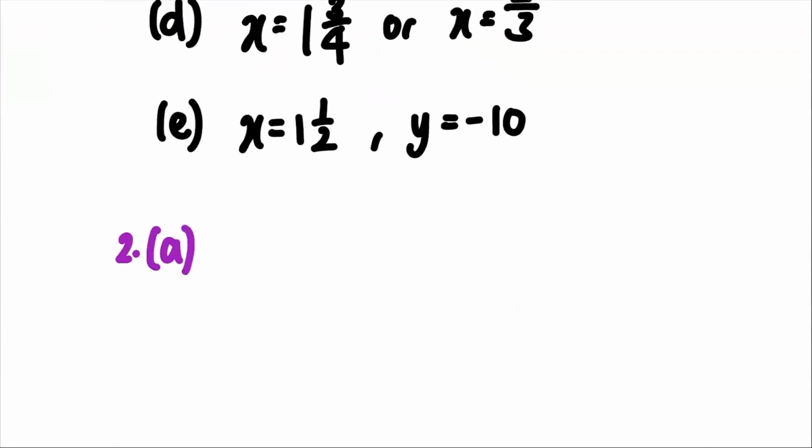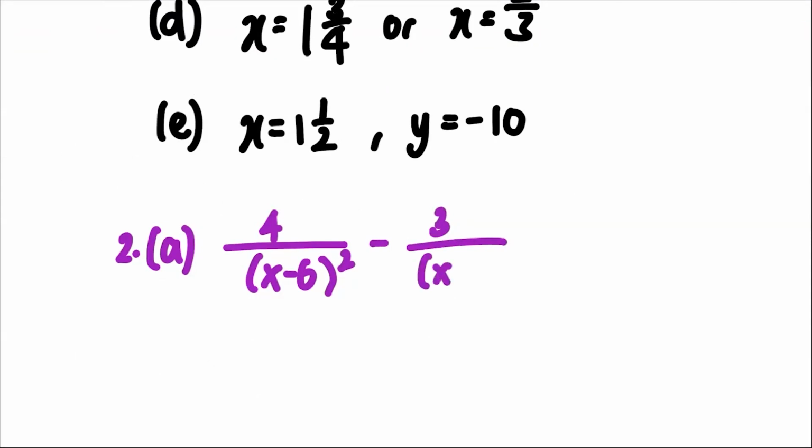We think alike. So 4 over x minus 6 squared minus 3 over x minus 6. Now, the first thing I will do is to notice that the second fraction is short of a square. So this means that for the 4, we are short of 1 copy.